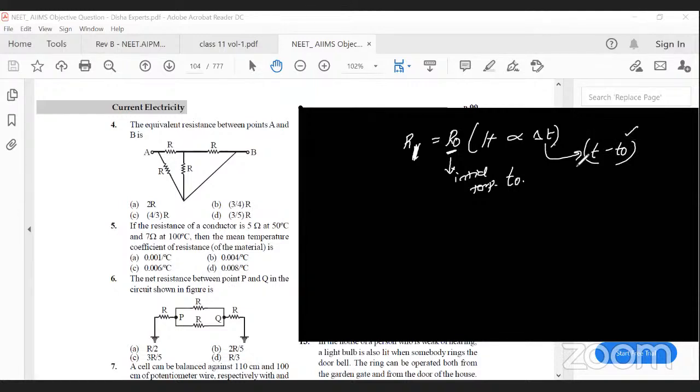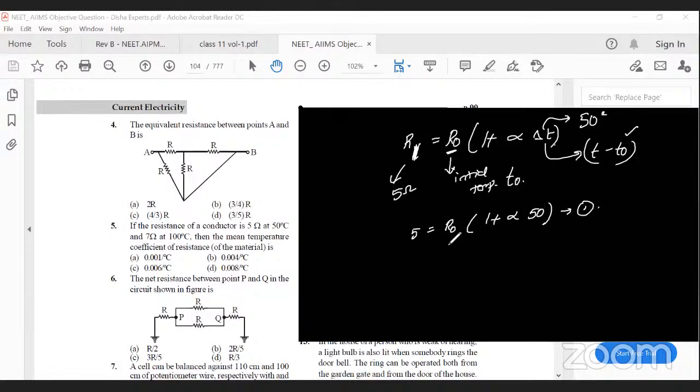Okay, now look carefully. I take this one as the initial temperature, 50 degrees. And its resistance at 50 degrees is 5 ohms, correct? And I take the initial resistance as R0. So let's see. First equation: 5 is equal to R0 into 1 plus alpha into 50. I'll take this one as the first equation.